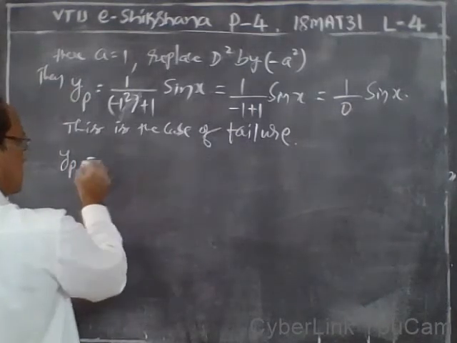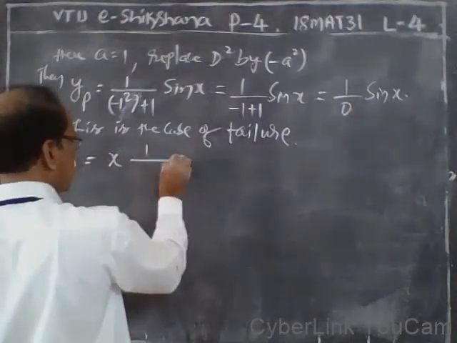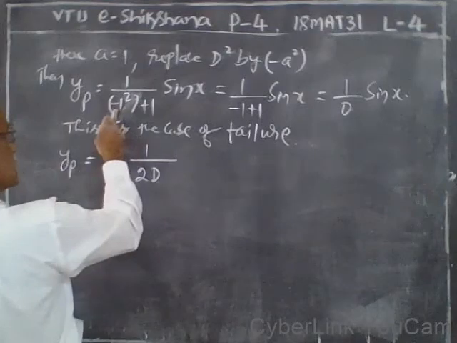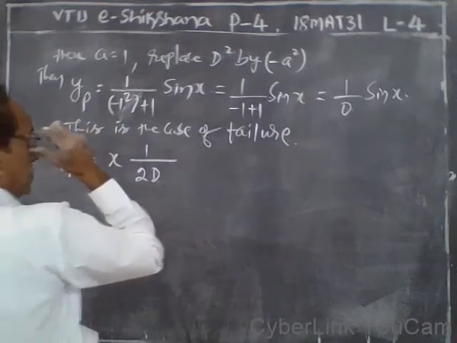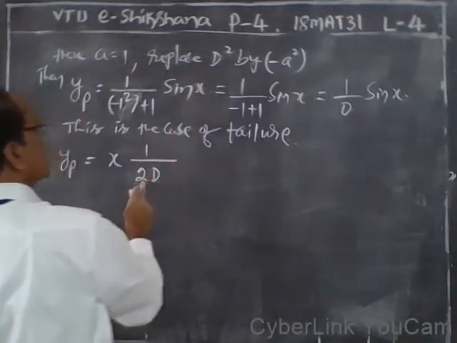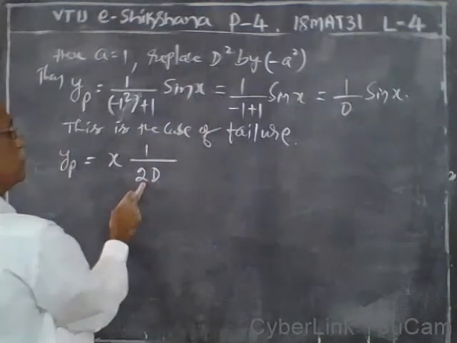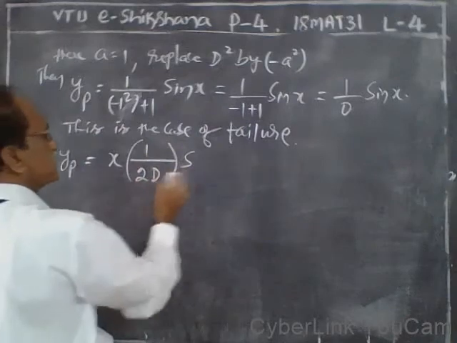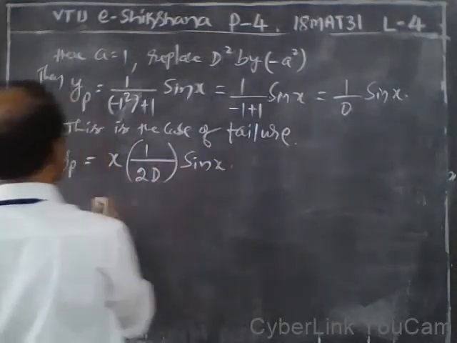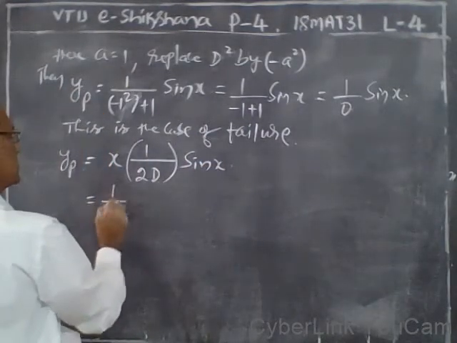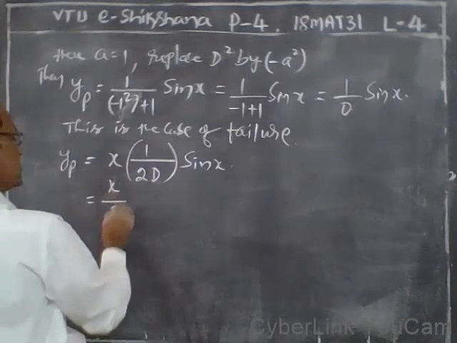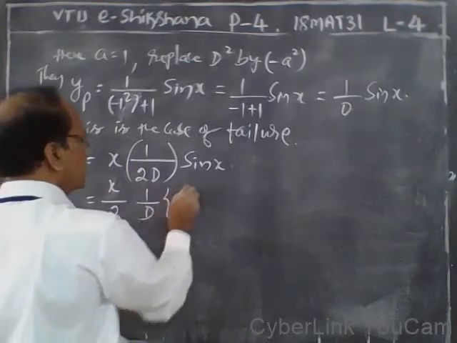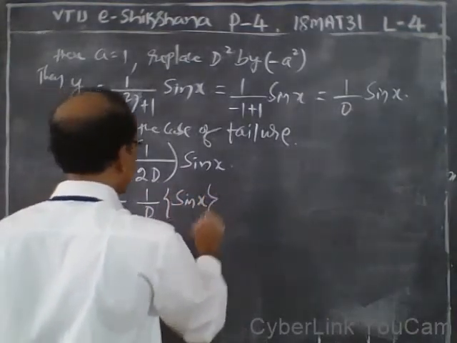Once it is the case of failure, then we need to take x into 1 divided by 2d in place of the differentiation of d square plus 1. Differentiation with respect to d means that is 2d, and x will be multiplied outside the operator, that is sin x. This is 1 divided by, x divided by 2, you can put it outside, 1 by d operating on sin x.